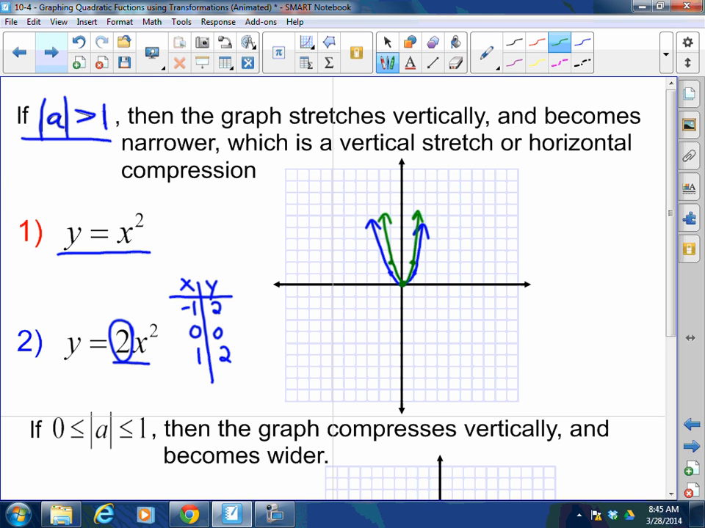It got narrower, right? Didn't it get compressed horizontally? Didn't it get squeezed horizontally? And didn't it also get stretched up vertically? Think of a rubber band.